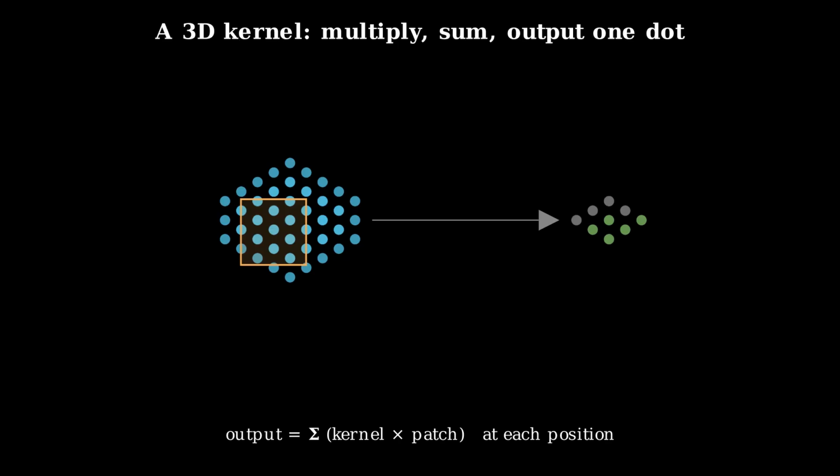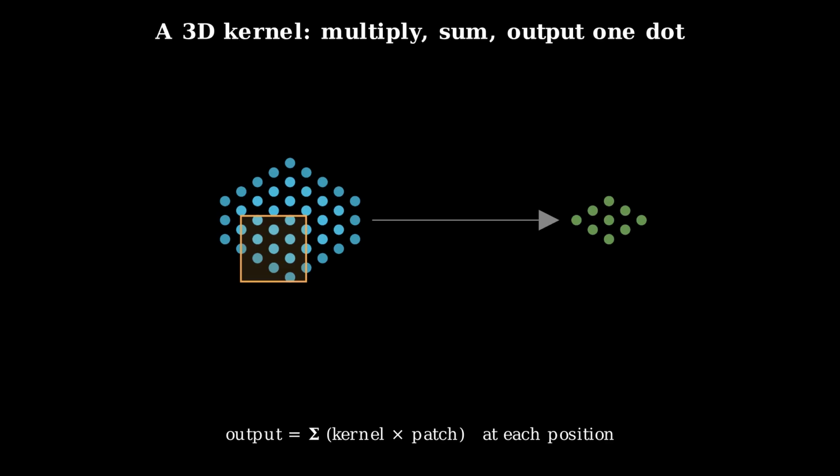Here is a 5x5x3 input volume. A 3x3x3 kernel, 27 weights, sits at the top left corner. At each position, it multiplies all 27 values by the kernel weights and sums them into a single output number. Then it steps right and does it again.